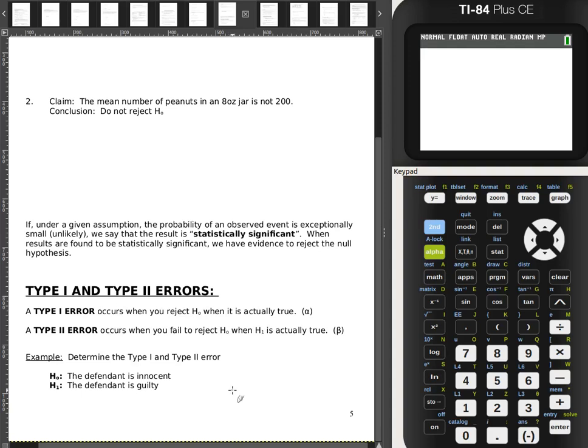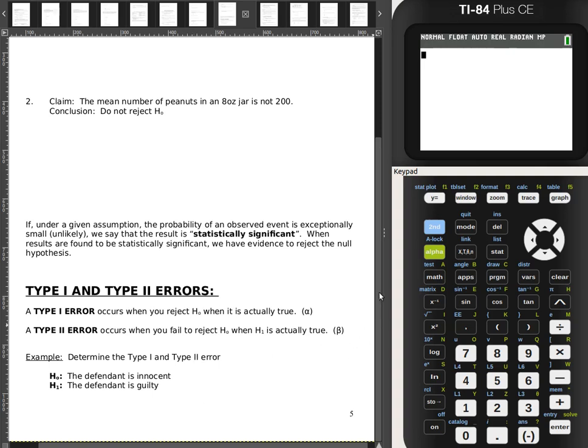Welcome everyone to the final installment of the 10.1 class notes, where we're going to talk about type 1 and type 2 errors, and then recap all of the steps that we've seen for hypothesis testing before we get into 10.2, where we're actually going to try some examples. A type 1 error is when you reject the null hypothesis when the null hypothesis actually was true. And a type 2 error is when you fail to reject the null hypothesis but the alternative hypothesis actually was the one that was true, so we should have rejected it.